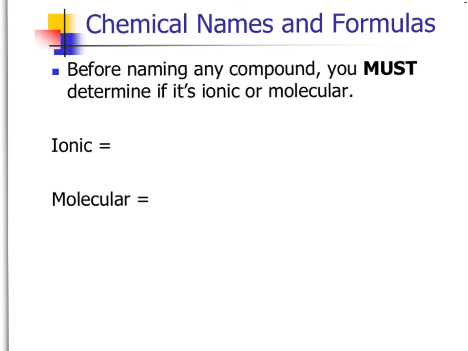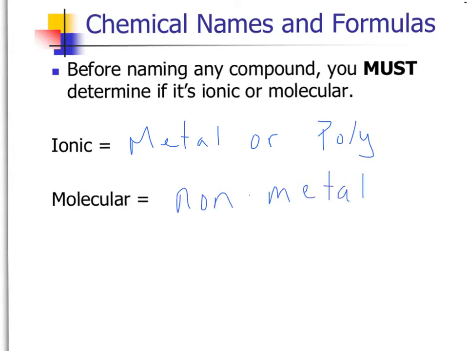Before writing the name or formula for any chemical, you have to figure out whether it's an ionic compound or molecular compound, because they follow different rules. To figure this out easily, look and see what type of element is first in the compound. If it is a metal or a polyatomic, then it's an ionic compound. If the first element is a nonmetal, then you know it's a molecular compound.